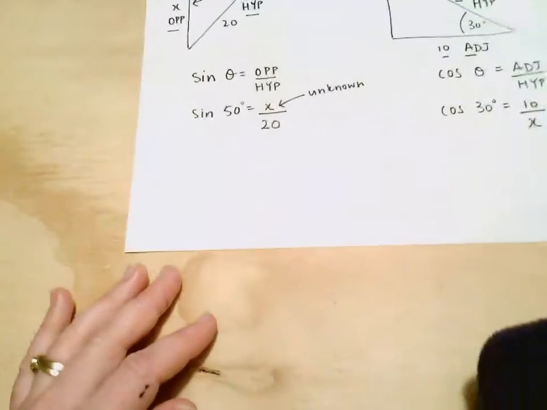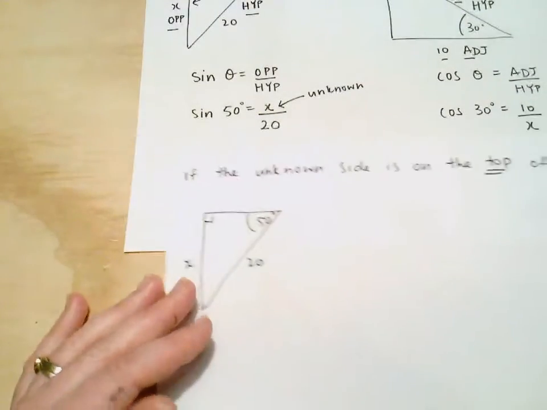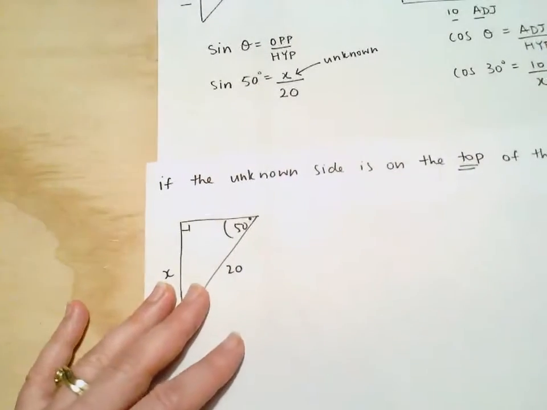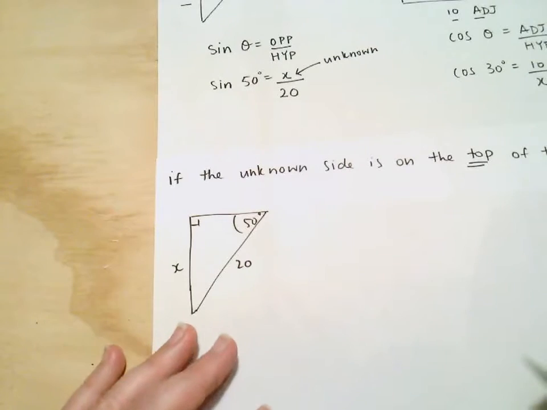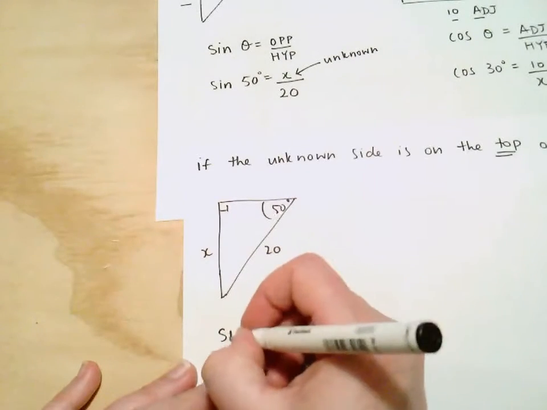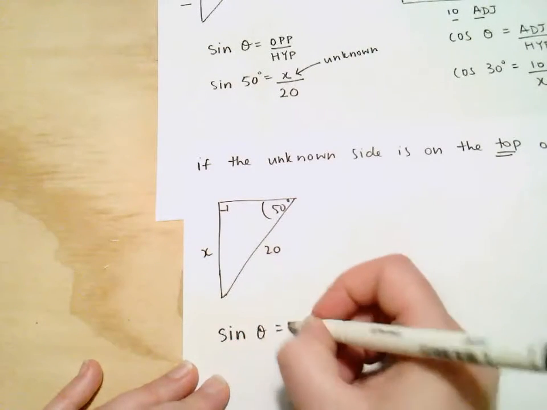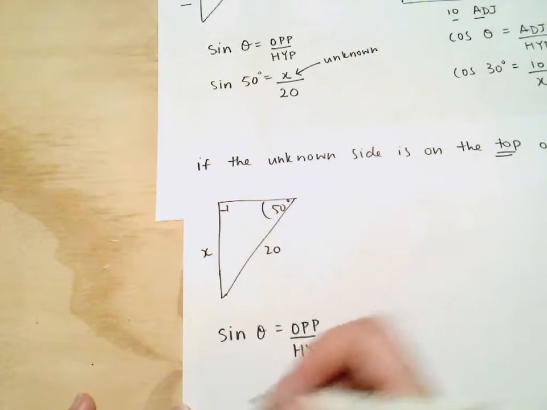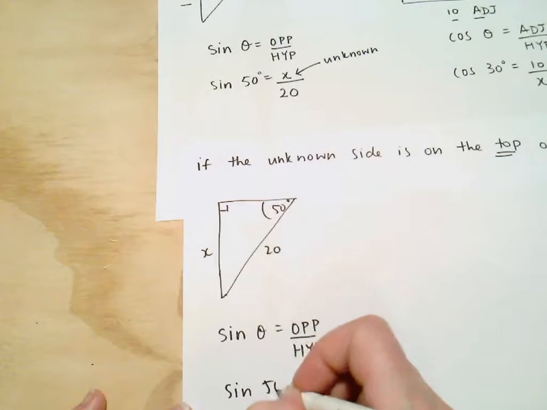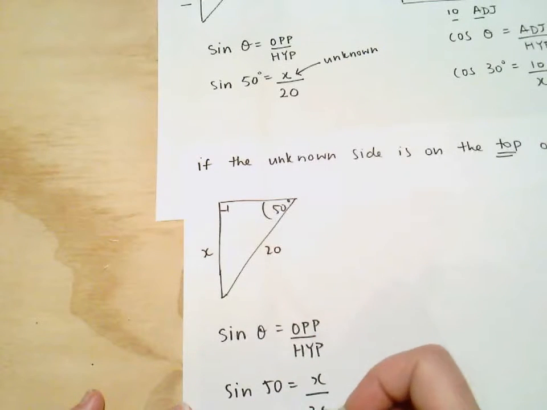Let's look at the first one. This is the same question but just with a bit more space for me to work on it, so I'm just going to put down the same point where we were up to. We just said that sine of theta was equal to opposite over hypotenuse, and that in this case sine of 50 was equal to x over 20.